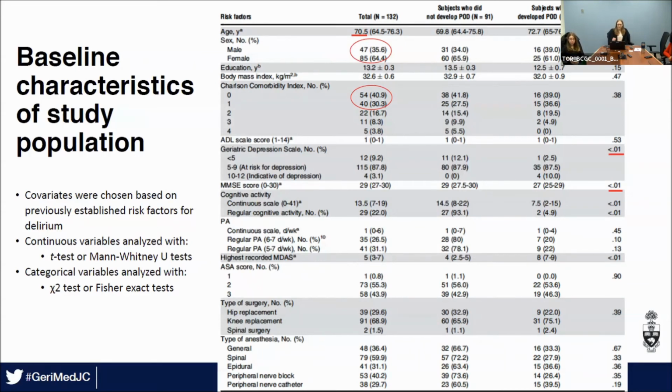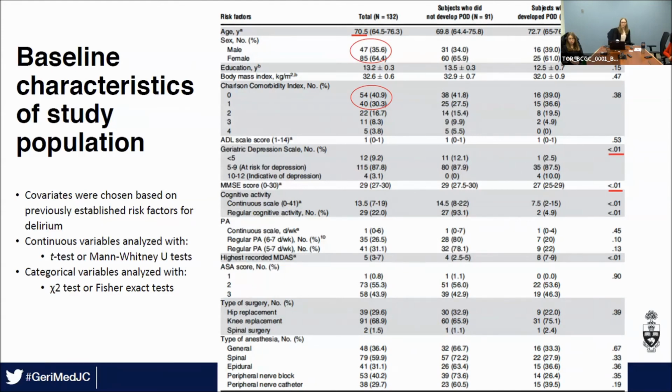They also found a significant difference when they looked at cognitive activity. So they used both a continuous scale and a dichotomized scale, which I'll talk about in a little bit. And they found that the more cognitive activities that you did in a week, the less likelihood of developing delirium down the road. One thing I would say is they did look at the type of anesthesia they used, so whether it was general, spinal, epidural, etc., and there wasn't a significant difference that they found in the types of anesthesia. So these are the primary outcomes.